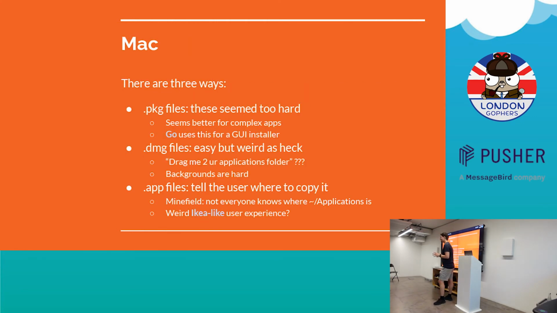Installers for Mac. Okay, so there are 3 ways to do this. You can write a PKG file. I gave up. That was too hard. Again, documentation is terrible. It seems better for complex apps, and Golang uses this for their installer. You've probably seen this one. It's the one where a little window pops up, and it has steps down the left-hand side. You click next, and it says, sell your soul by reading this EULA. Then you click OK, and it copies the file to a folder.